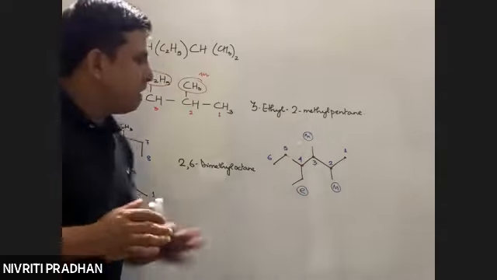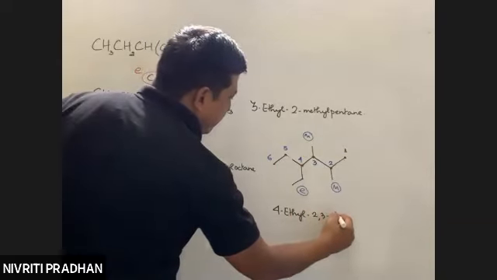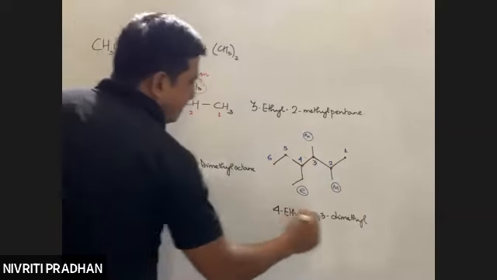Now, which will you name first? Ethyl. So what is the name? 4 ethyl, 2,2,3,3 dimethyl hexane.